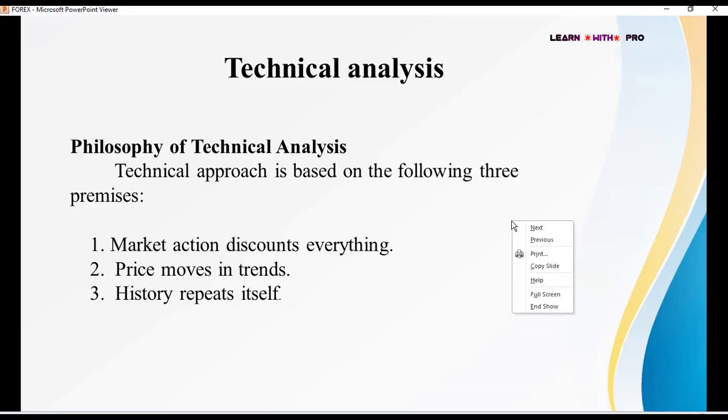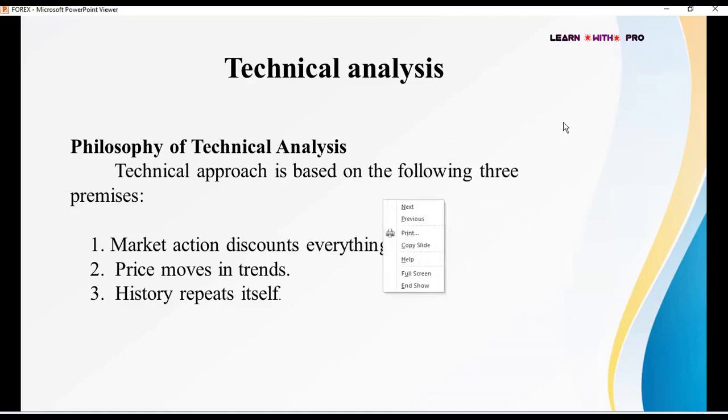And the second one is price moves in trend. There are three types of trend in the market, and that's how price will move. It's either price is in an uptrend, that is a buy, or price is in a downtrend, or price is in a sideways trend. We call it sideways trend. I will talk more about that later on in the class. We'll talk about trends because price moves in trend.